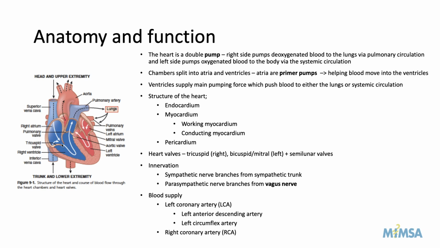So, this is the heart. It's split up into four chambers: the two atria at the top and the two ventricles at the bottom. The heart is a double pump, meaning that the right side pumps blood into the lungs via the pulmonary circulation, and the left side pumps blood around the whole body via the systemic circulation.